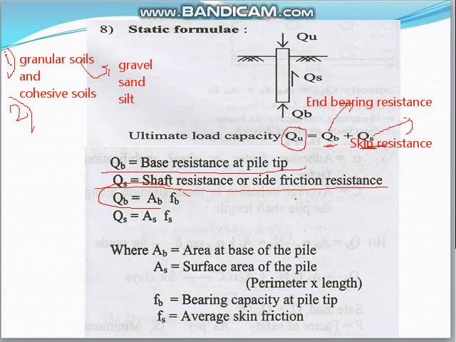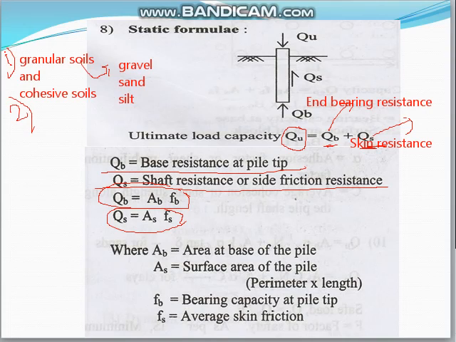Very important. This end bearing resistance is given as the product of the cross section area at the base of the pile and the bearing capacity at the pile tip. And this skin resistance is given as the product of the surface area of the pile and the average skin friction. So here the terminology is given.